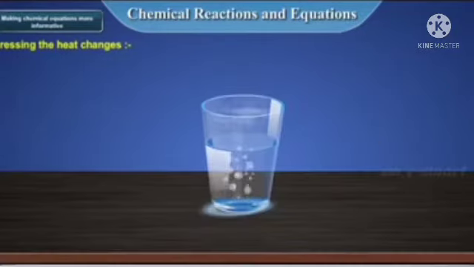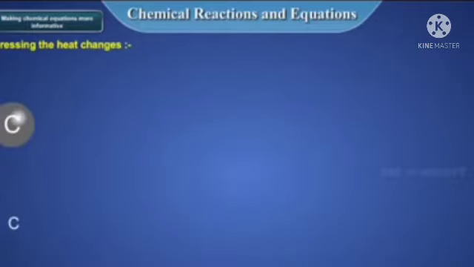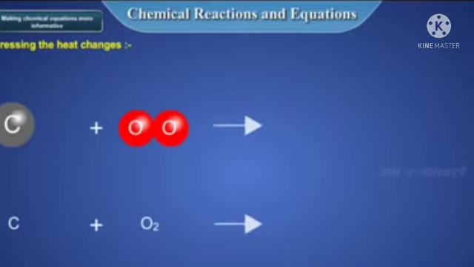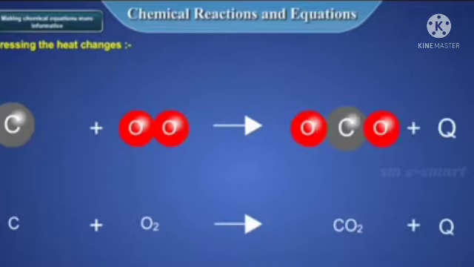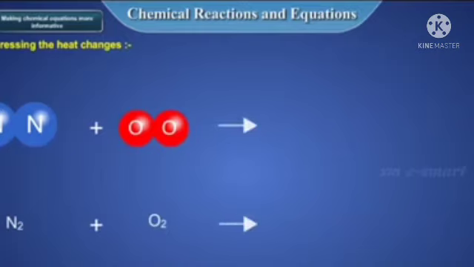Expressing the heat changes. Heat is liberated in an exothermic reaction and heat is absorbed in an endothermic reaction. Carbon plus oxygen gives rise to carbon dioxide. The heat is liberated, so it is an exothermic reaction. Nitrogen plus oxygen gives rise to nitrous oxide.